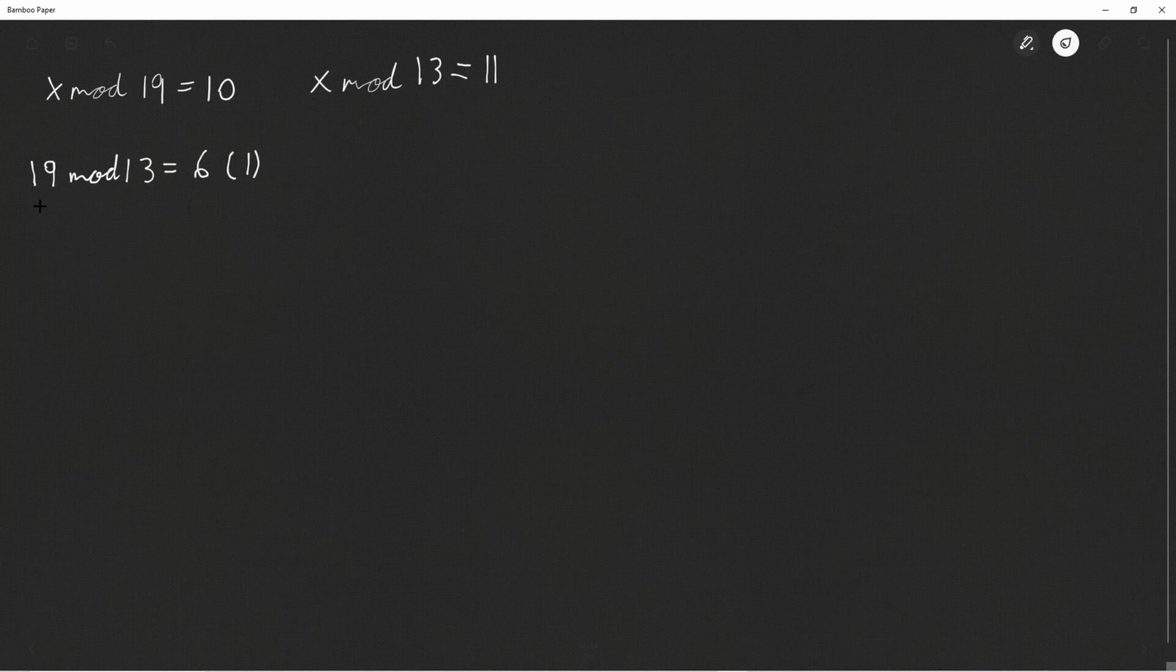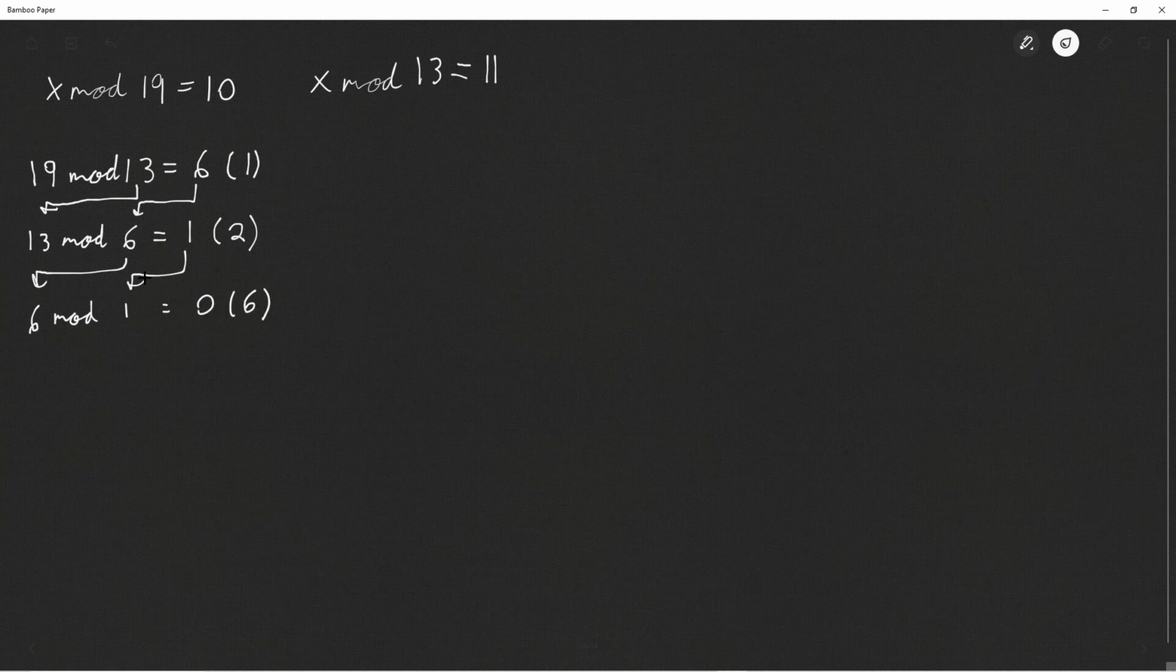And then we will have our modulo number drop down, modulo whatever our remainder is, which is going to be 6, equaling 1, and then 6 can go into 13 two times. So we're going to write a 2 there. And now we get 6 modulo 1 is equal to 0. However, 1 can go into 6 six times. So now we have all we need to use the Chinese Remainder Theorem.